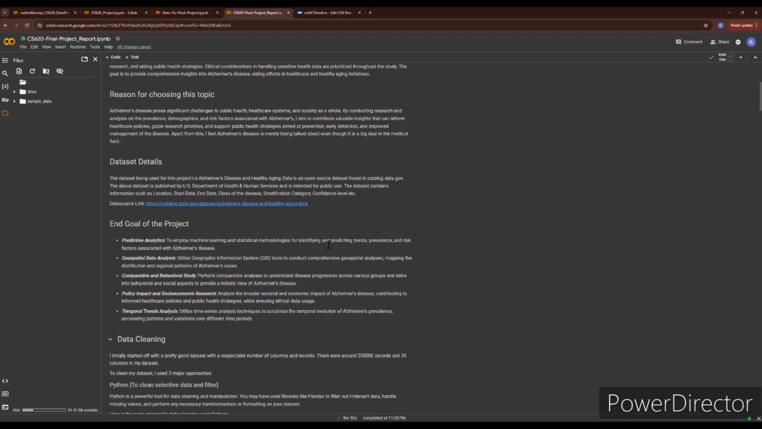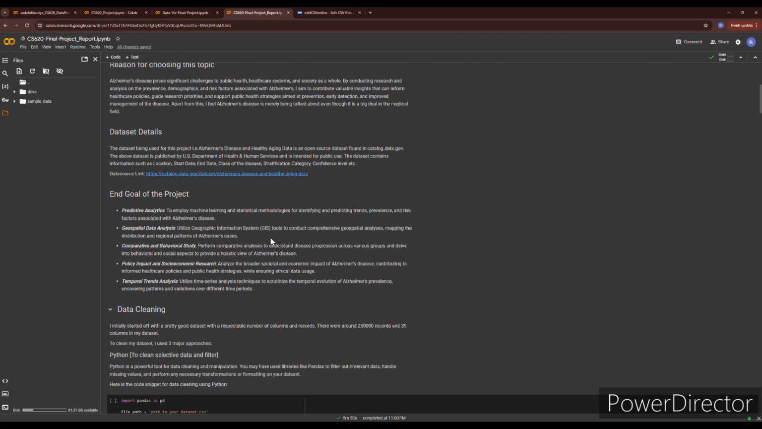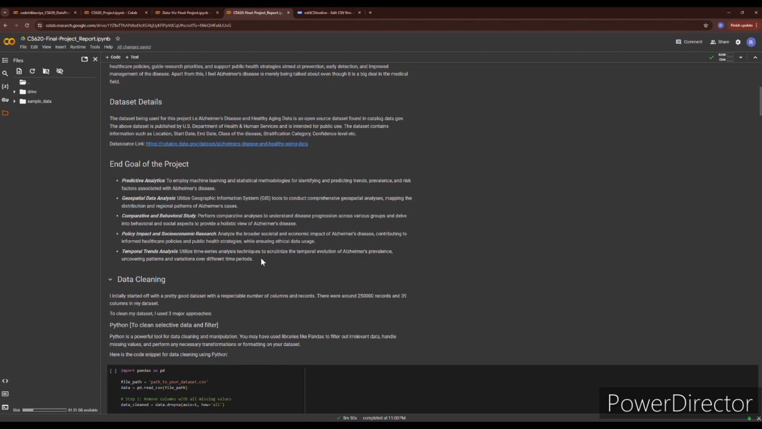So what's our end goal from this project? Our end goal is predictive analysis of how and why Alzheimer's disease might occur in some patients; geospatial data analysis using choropleth graphs, where you can see the reasons why Alzheimer's disease occurs more in a particular area; a comparative or behavioral study to see whether it is more common in a certain age group or gender; policy impact of socioeconomic research; and temporal trend analysis using a multi-line chart to see the trend of these.